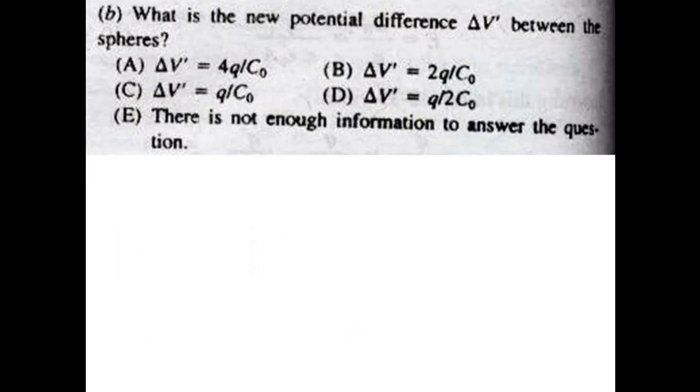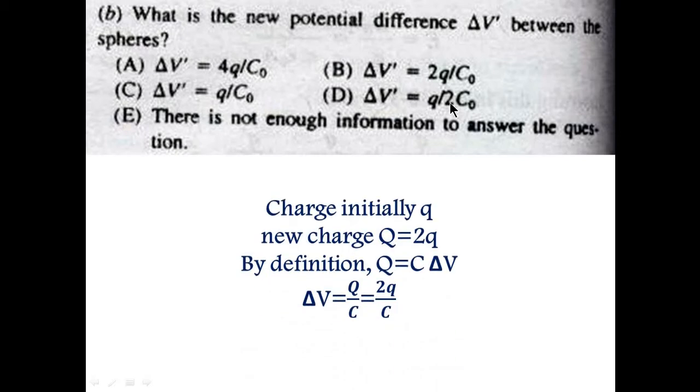Next part is, what is the new potential difference between the spheres? It's 4q by c0, 2q by c0, or q by c0, or q by 2c0, or not enough information to give the answer. So here we know that the charge initially was q, but now the new charge is doubled, like 2q. By definition, q is equal to c delta v. So the potential difference delta v is equal to q by c. Now with the new charge it would be 2q by c. So option B is the correct option.